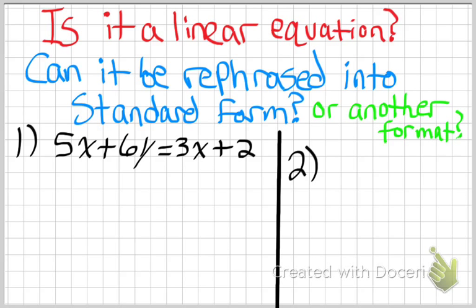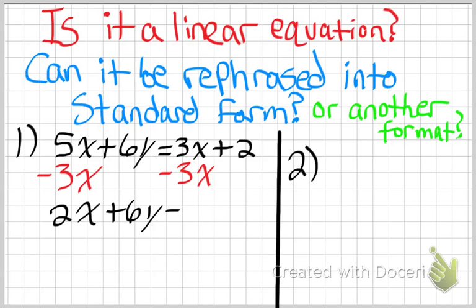So let's see if we can get all of our variables to the left side. And I notice we have a 3x on the right side. So what I'm going to do is move 3x to the left side and see if that'll get all of our variables to the left. So minus 3x from both sides, using the skills we normally use. After that we have 2x plus 6y equals 2.